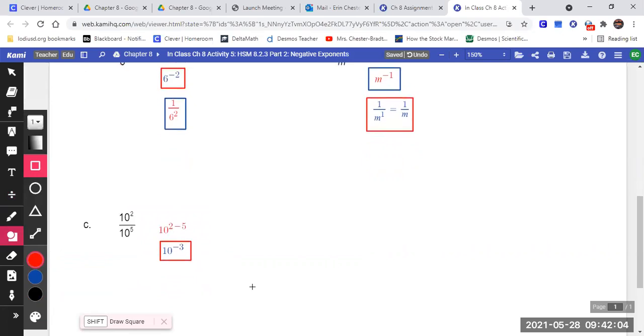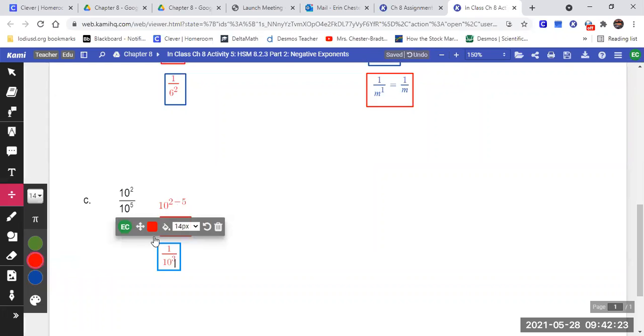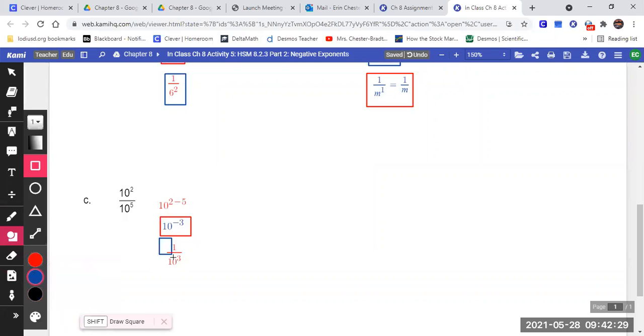Now we have to rewrite this as a fraction form because we haven't done the fraction form. What's the fraction form? Good. 1 over 10 to the third. Yes. Okay. So remember, when we are multiplying with the same base, we add exponents. When we're dividing by the same base, we subtract exponents. If it's a negative exponent, it's really a fraction in disguise, right?